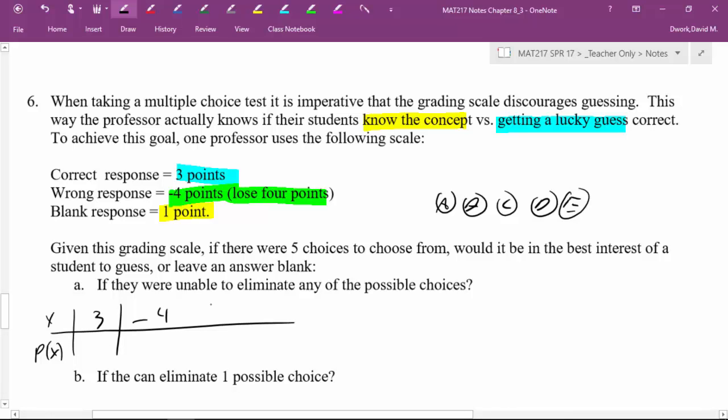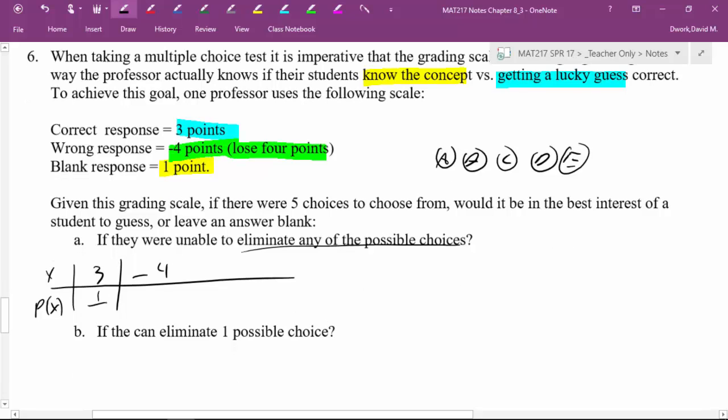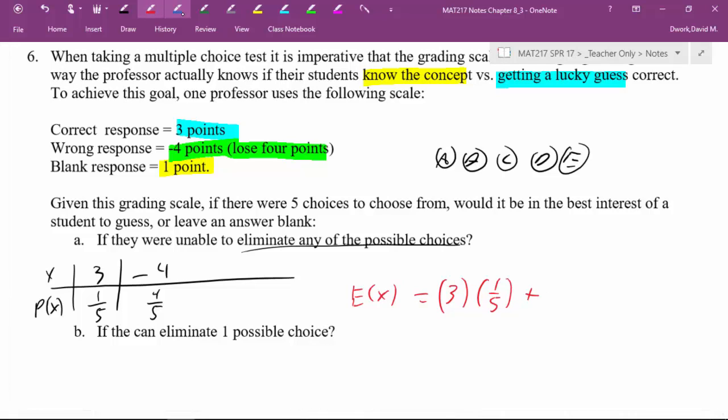Now, if I can't eliminate any, so that means I'm literally just guessing out of all five. I've got no narrowing it down. That means there's a 1 out of 5 chance I'll get it right and a 4 out of 5 chance I'll get it wrong. So therefore, the expected value would be what? Well, as we saw in the previous problems, take the value of 3 times 1/5, plus now take my other value, which is a -4 times 4/5, and those, when I add them together, would result in, I don't know, I gotta pause the video and do it.